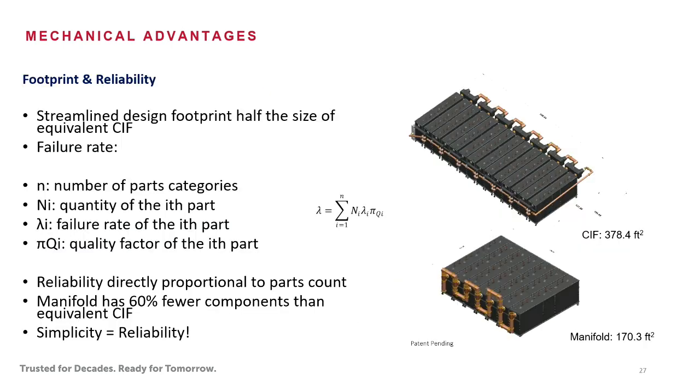So you'll see here, for example, the 378.4 square feet requirement for a constant impedance filter. If you do it in a manifold, it's about 170 square feet of floor space. So much smaller footprint here for the manifold design.